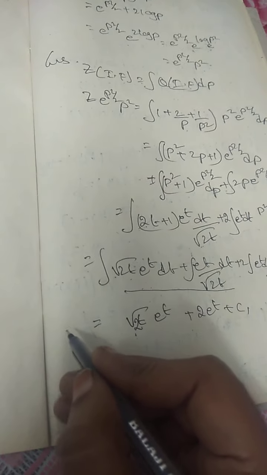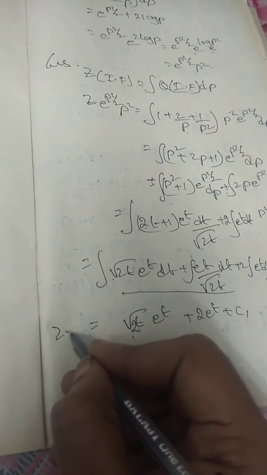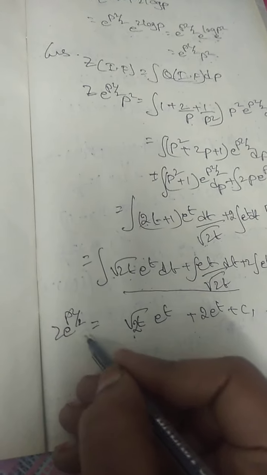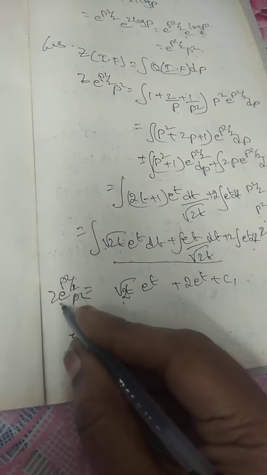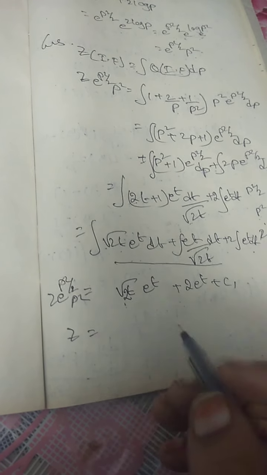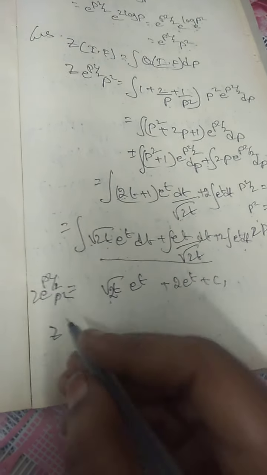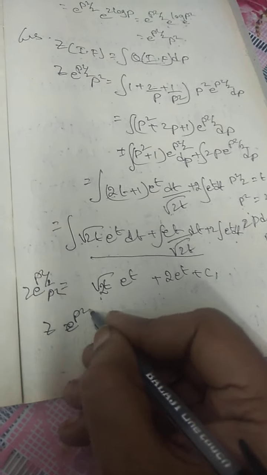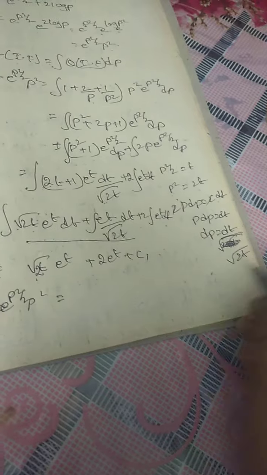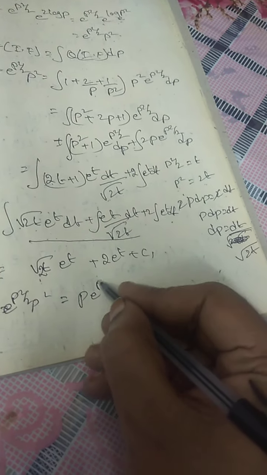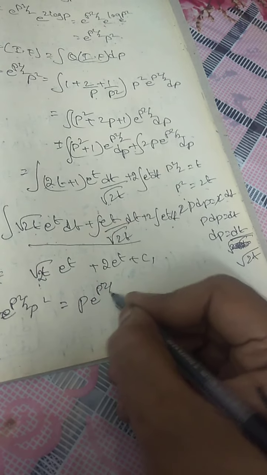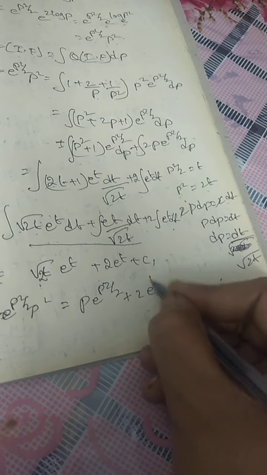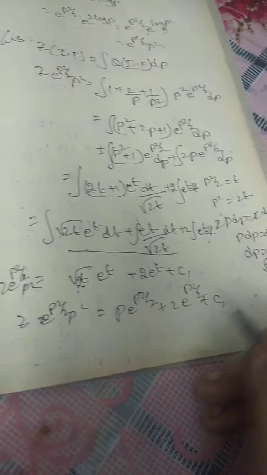So z is equal to z into e power p square by 2 into p square, divided with e power p square by 2 into p square. So substitute these values first of all. e power p square by 2 into p square equals root of 2t is p here, e power p square by 2. So e power t is e power p square by 2, plus 2 into e power p square by 2, plus c1.